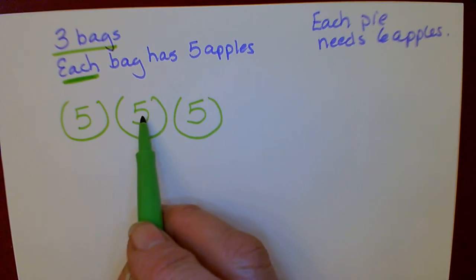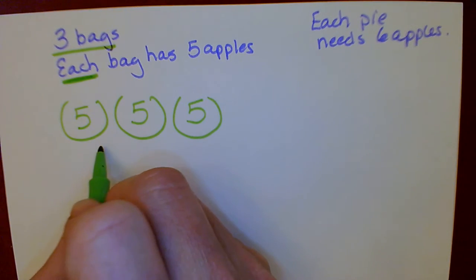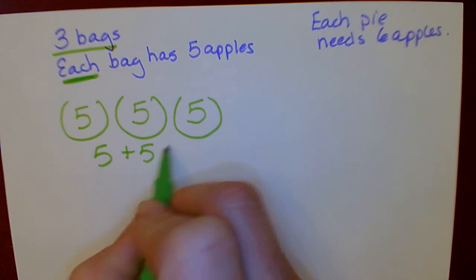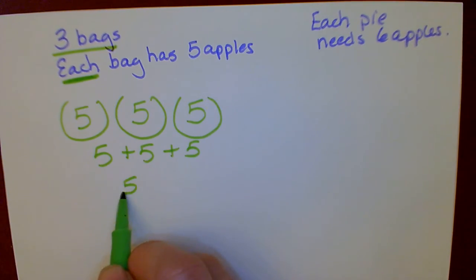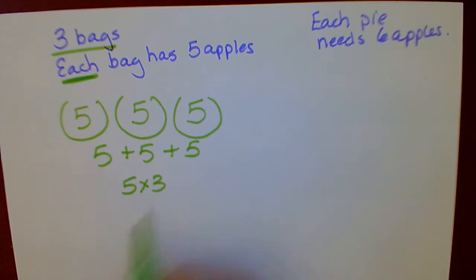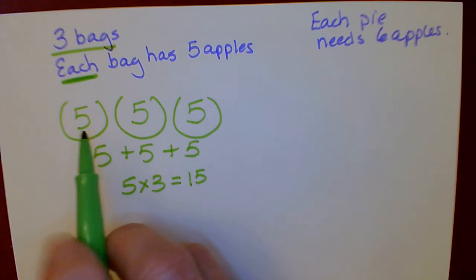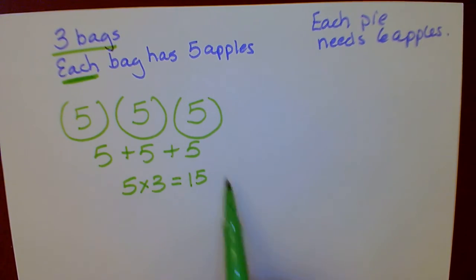So I have 5 plus 5 plus 5. So again, 5 plus 5 plus 5, or 5 3 times. And what do you get? You get 15. You can skip count that. 5, 10, 15. So that's my total. That's the first step that we're doing.